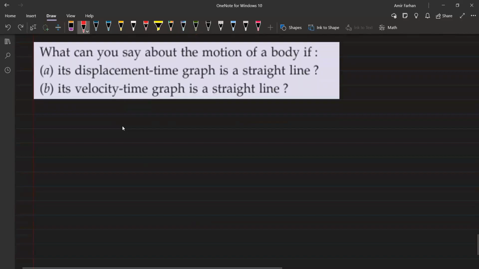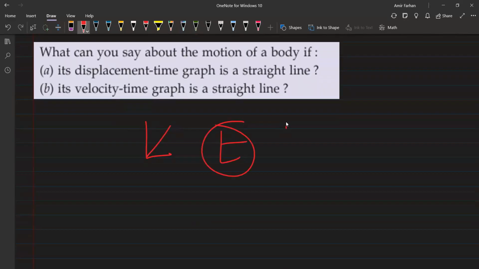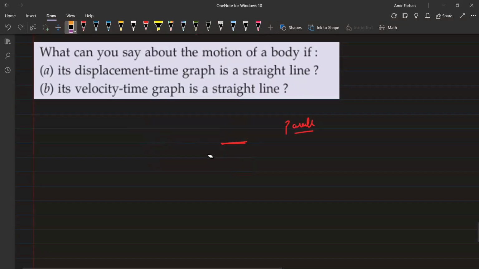Okay, no worries. So what do you say about the motion of a body if its displacement time graph is a straight line? If it is saying straight line, that means the graph would be like this, not this. If it's saying parallel, the question should say that it is parallel. If it is a straight line, that means it's like this. So do not assume it's a parallel line.